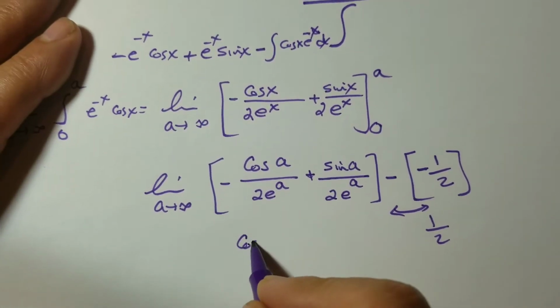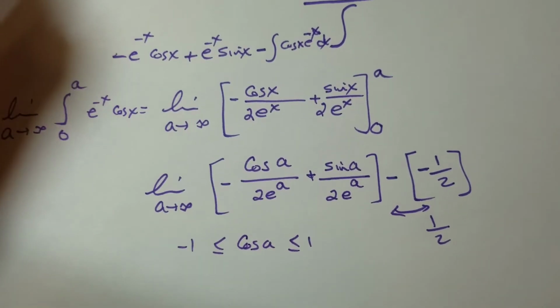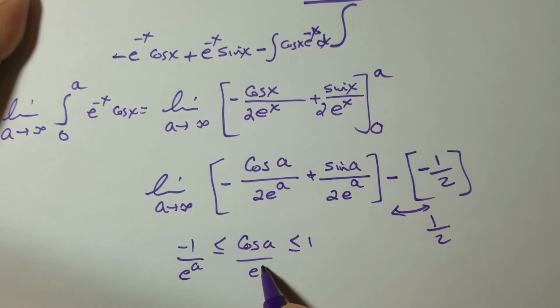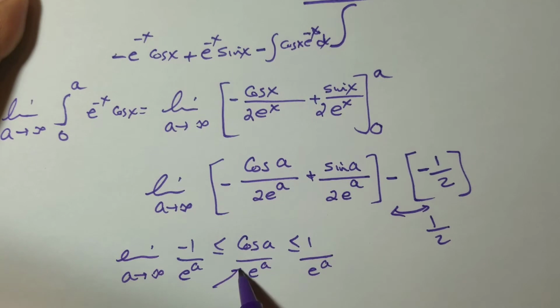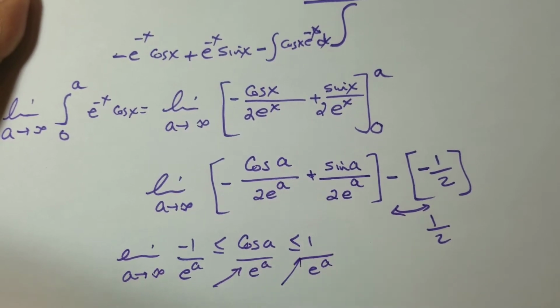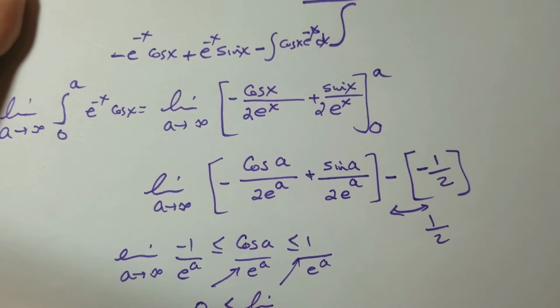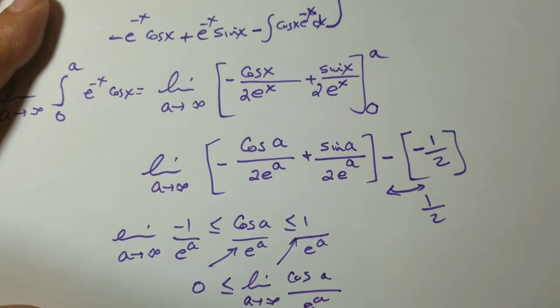But I do know cosine of a is between 1 and negative 1. I'm going to use the sandwich method, and I'm going to divide by e to the power of a. I'm going to take the limit of each as a approaches infinity. This becomes negative 1 over infinity, which is 0. The limit as a approaches infinity of cosine of a over e to the power of a, I don't know what it is yet.